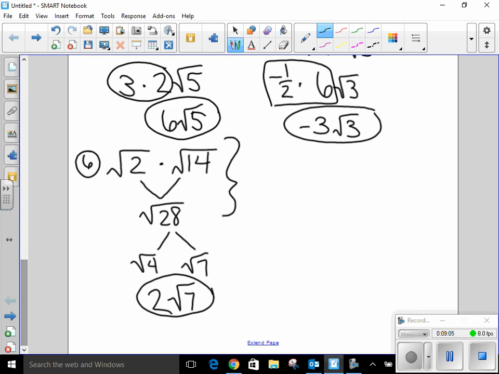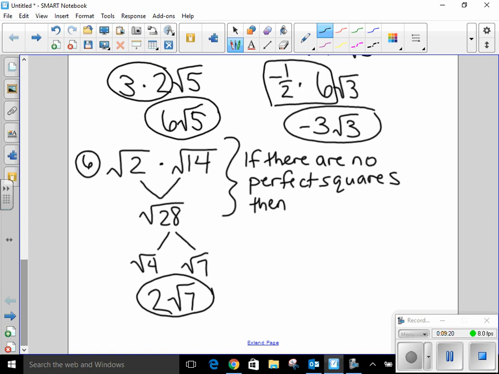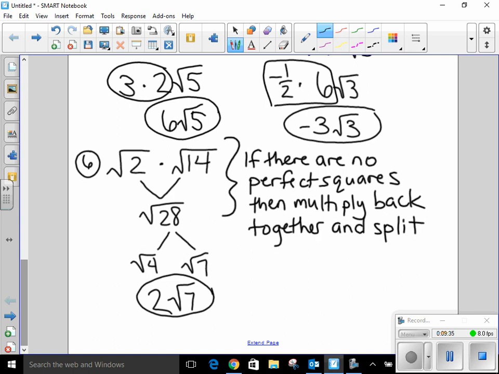So for a side note next to this problem, if there are no perfect squares, then multiply back together and split it apart correctly. Now, if one of them was a perfect square, you would continue on as normal. But when they're both not perfect squares, then you want to try a new strategy to get to an answer.